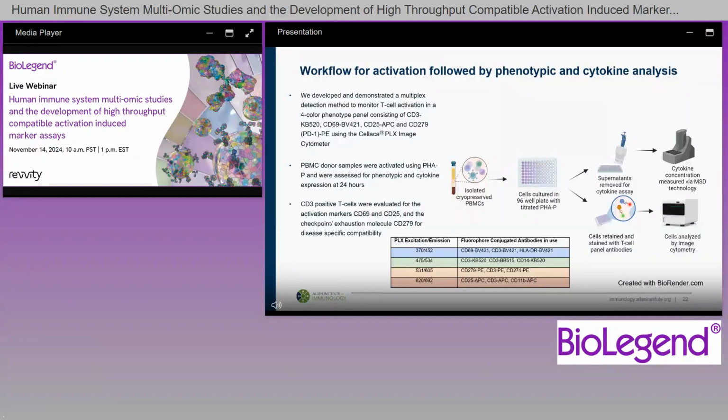We obtained isolated cryopreserved PBMCs, cultured the cells with titrated PHA-P for 24 hours. After 24 hours of incubation, we removed the supernatants for a cytokine assay, and then we measured the cytokine concentration via MSD technology, which I will go into more detail later on about MSD.